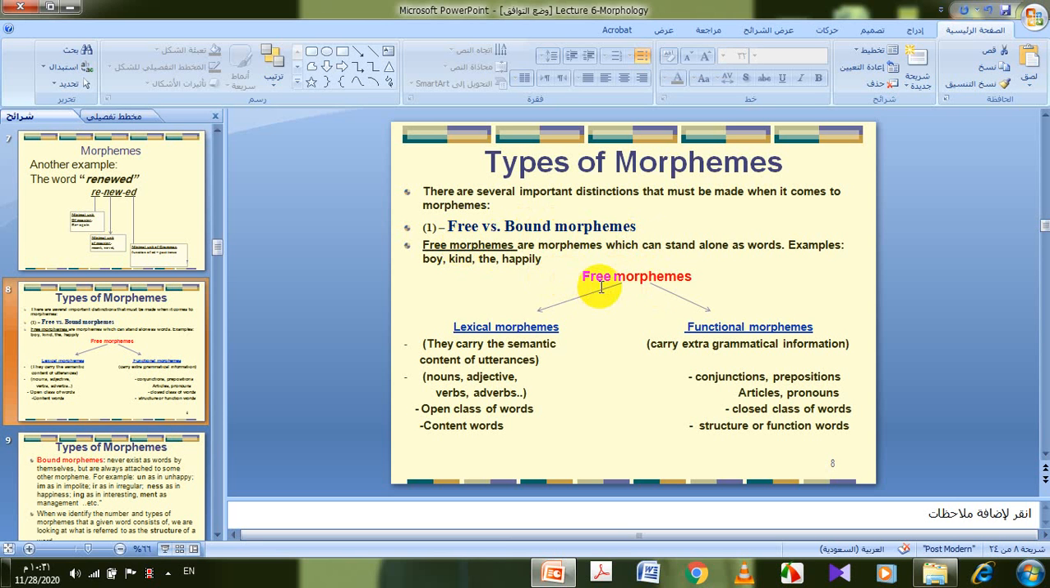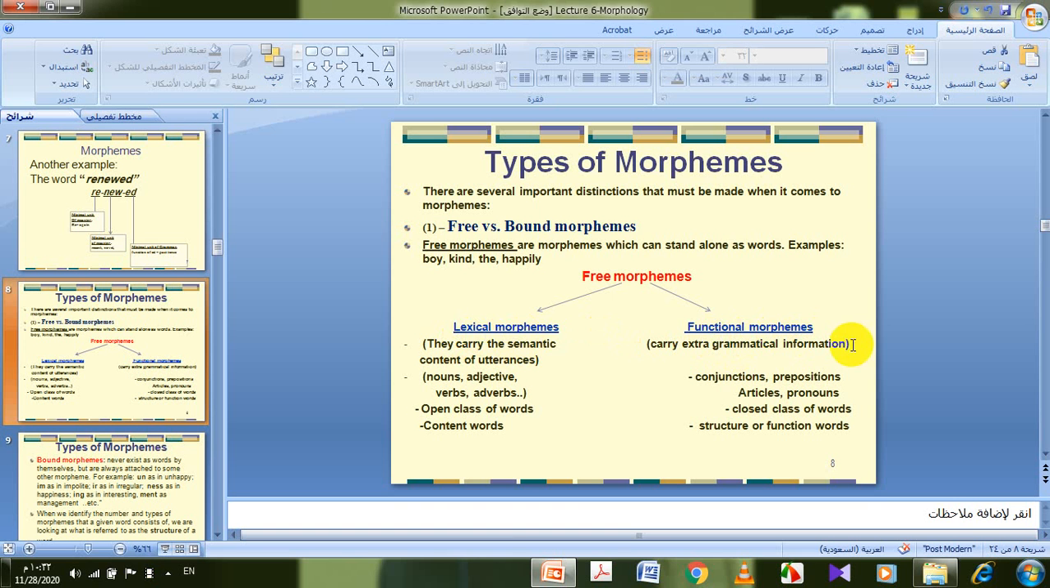Free morphemes, we have lexical morphemes and functional morphemes. So what is a free morpheme? A free morpheme is that type of morpheme which can stand alone as a word. Free morphemes can be subdivided into lexical morphemes and functional morphemes.